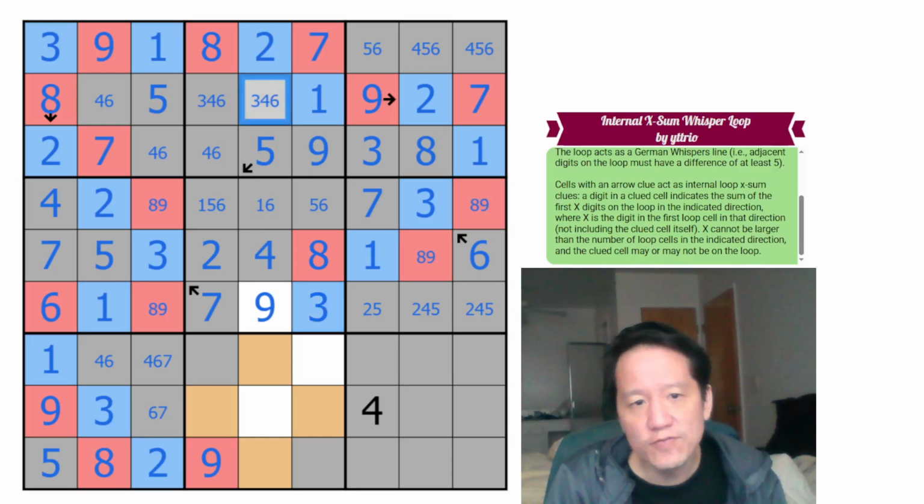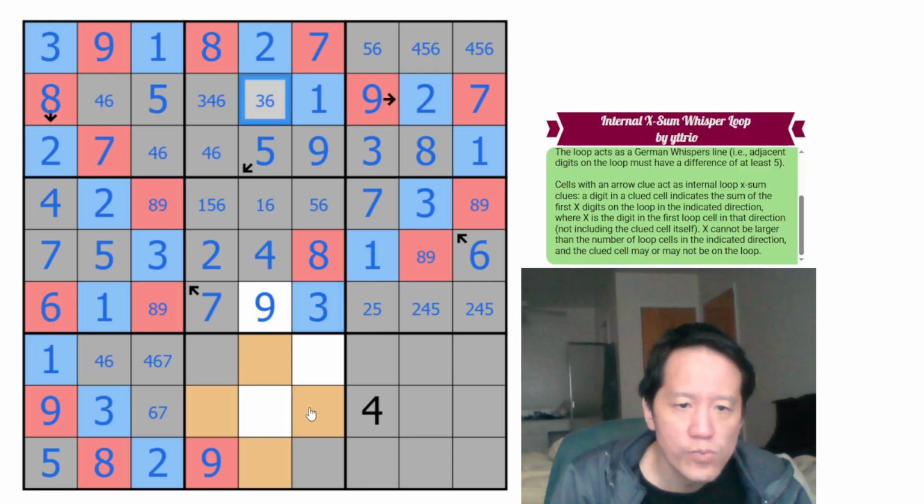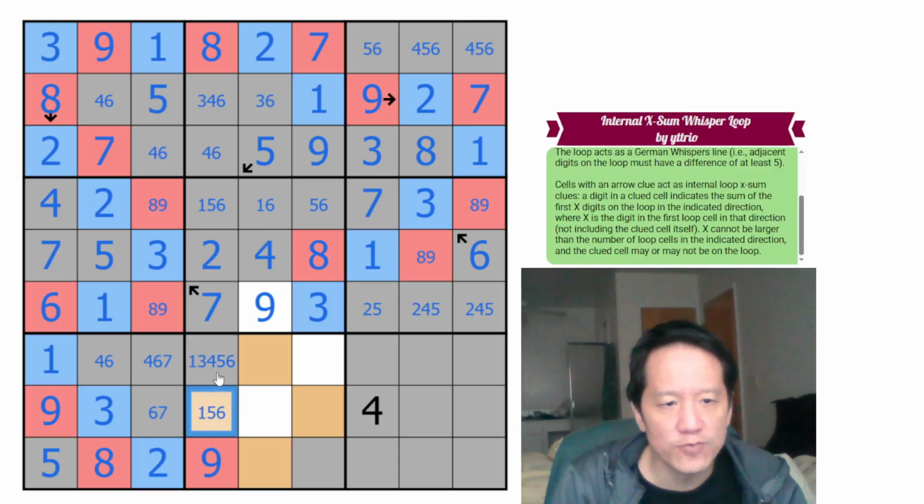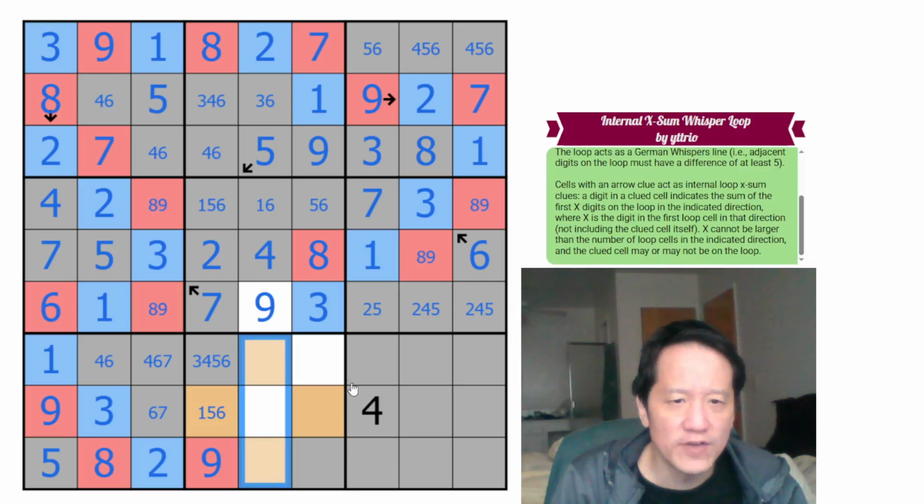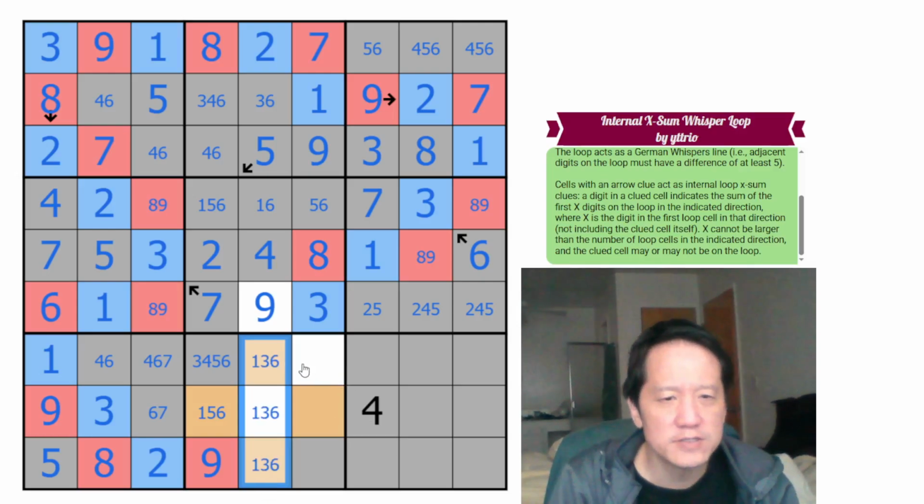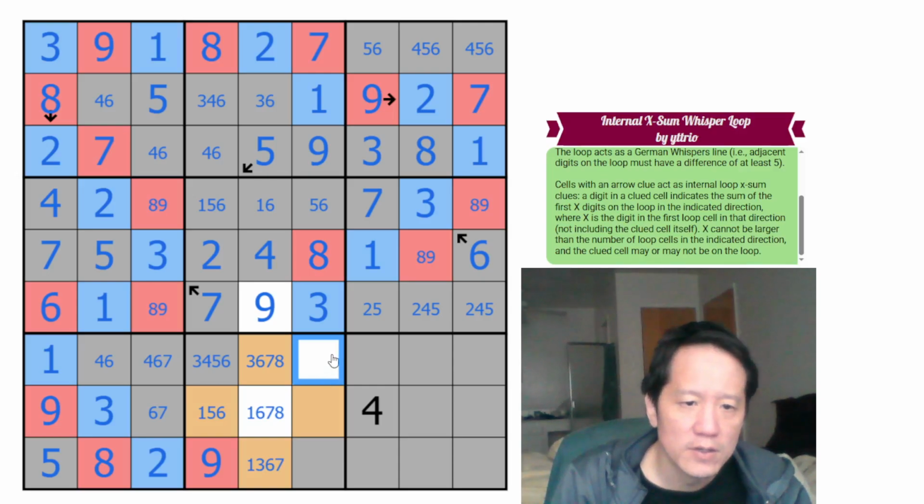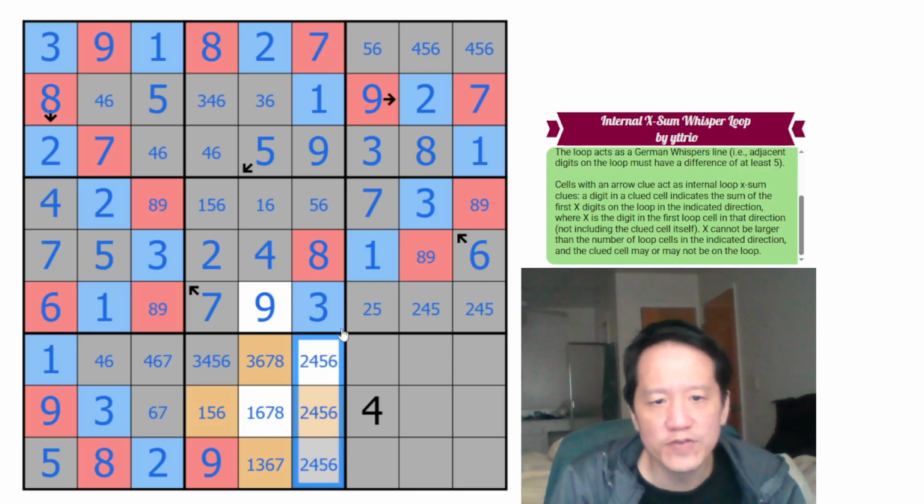This can't be 4. The remaining digits in column 4 are 1, 3, 4, 5, and 6. But this can't be 3 or 4. This can't be 1. The remaining digits in column 5 are 1, 3, 6, 7, 8. This can't be 1. This can't be 3. This can't be 8. And the remaining digits in column 6 are 2, 4, 5, and 6. But this can't be 4, and this can't be 2.